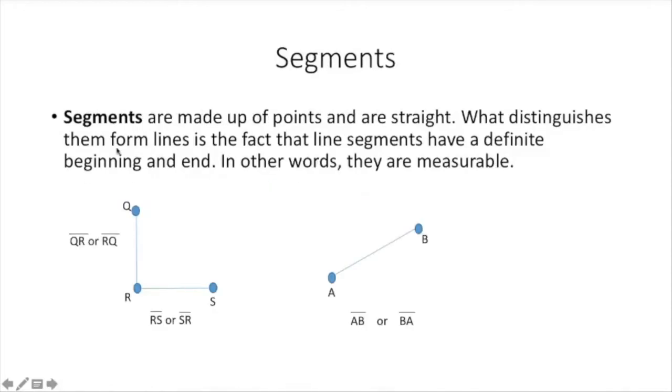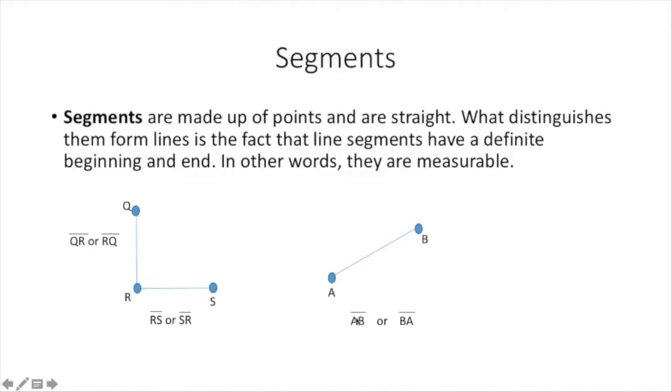Okay, segments are made up of points and they're straight. And what distinguishes them from a line is the fact that they have a definite beginning and an end. So if we look at the line segment on the right, segment AB, we have 2 endpoints, one at A and one at B, and they're connected in between. And it does not extend past those endpoints. They stop it from continuing. And we have a definite distance here.